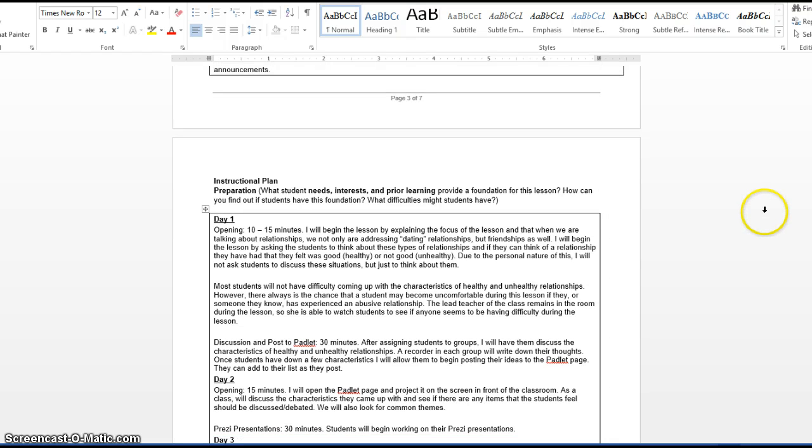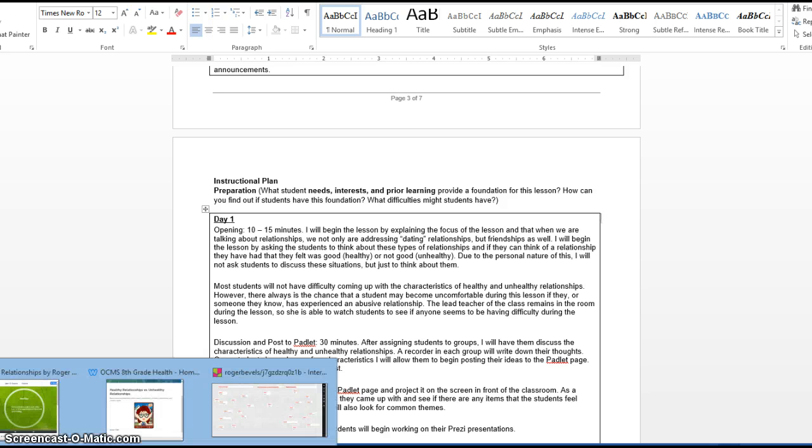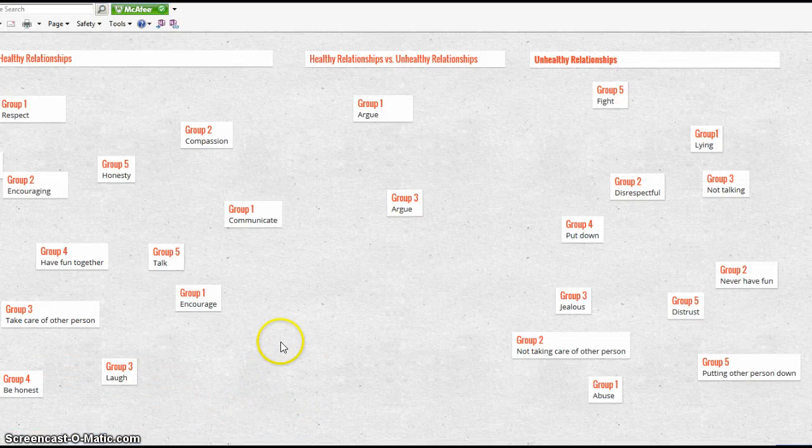So the first thing the students did once they got in their groups was they assigned a recorder, and they had the recorder write down as they came up with different characteristics of healthy relationships and those of unhealthy relationships. As I went around and monitored, I made sure they were on the right track. And then I opened up a Padlet page on the computer and projected it on the screen in front of the room. The students were at computers, each group was at a computer. And I gave them the link.